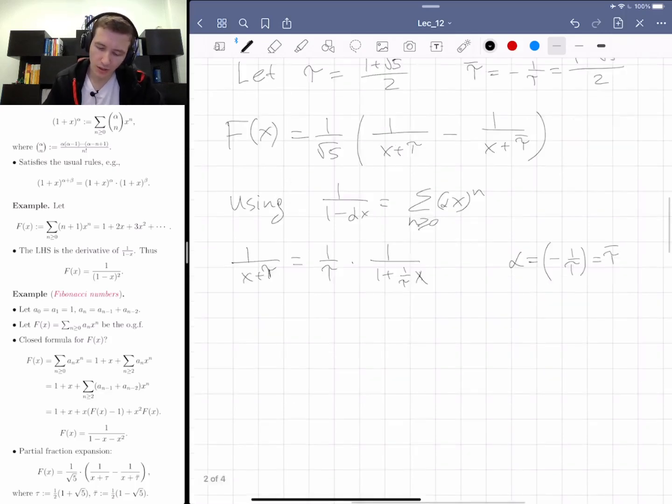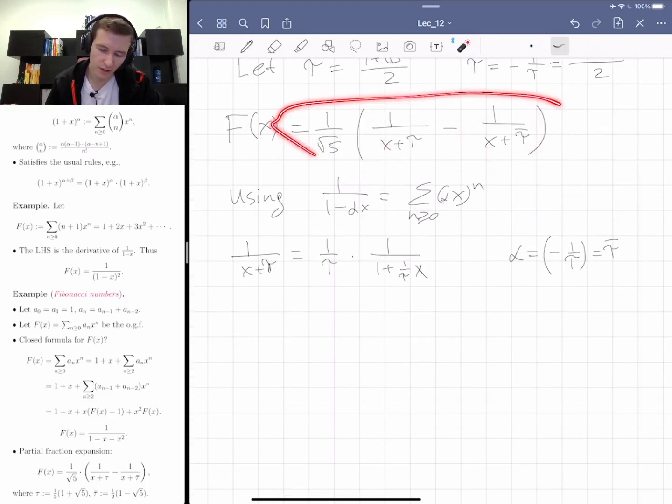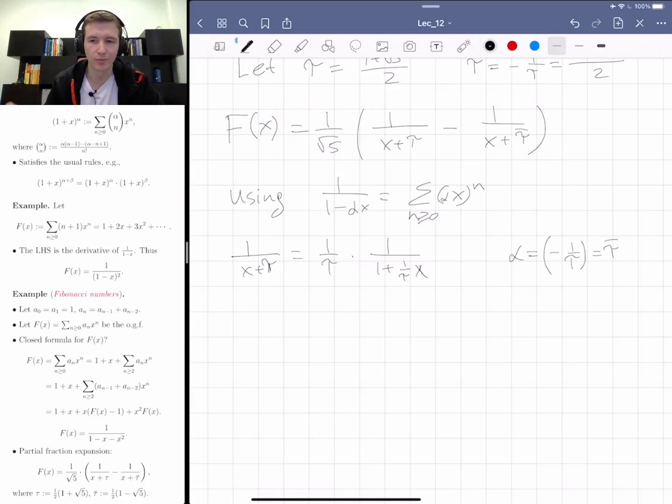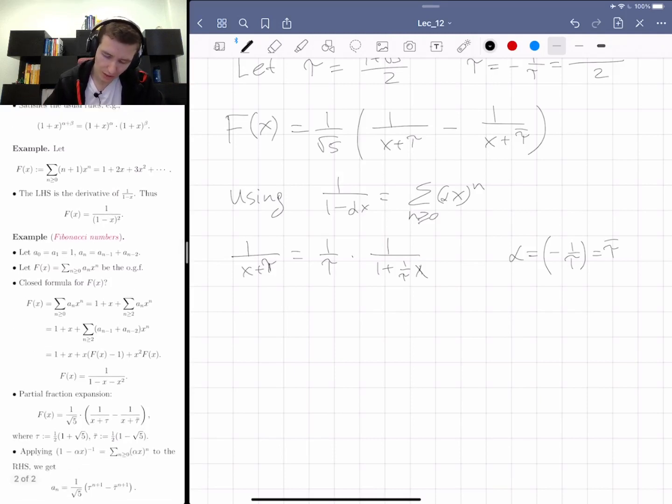Getting the coefficients of these rational functions is a very easy geometric progressions exercise, and the result that you get out of it is the formula that many of you have probably seen before. So the answer, after you do all the calculations, is that the nth Fibonacci number is 1 over square root of 5 times tau to the n plus 1 minus tau bar to the n plus 1.